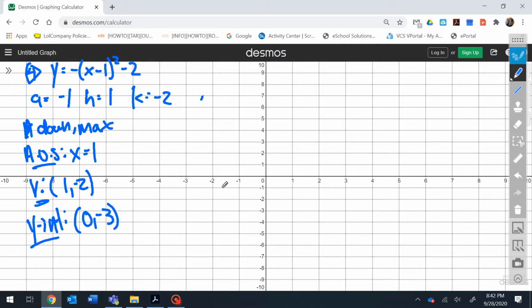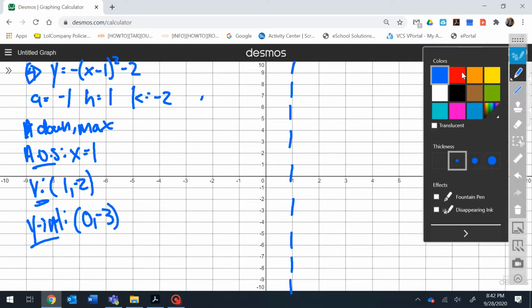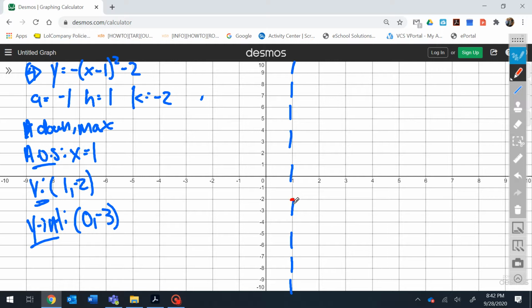So I'd need to graph this, 1, negative 2, or sorry, here's my axis of symmetry at 1. 1, negative 2, right here. My y-intercept is 0, negative 3. Reflect this to get the point on the other side. And then draw my parabola. It looks a little something like this. Not perfect, but something similar.